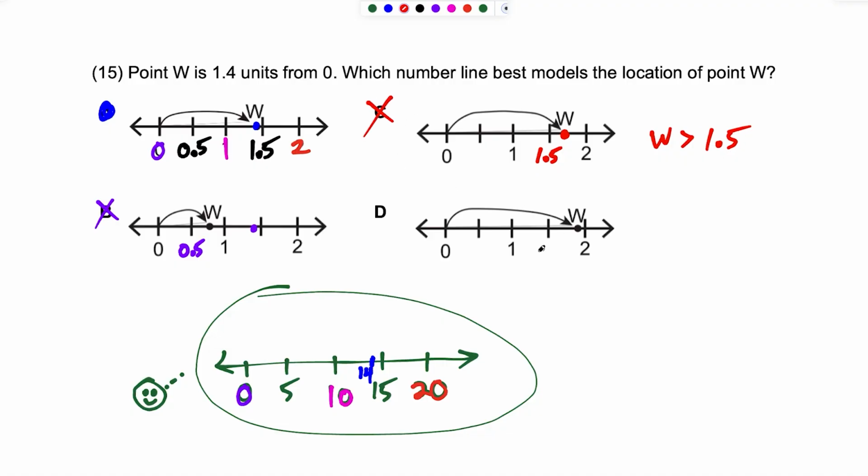And then finally for this one, we have 1.5 over here. But once again, this is no good because we need to look for a good location for W. W has to be 1.4 units away. But see how this is too far? This is really, really close to 2. So D is out, definitely choice A.